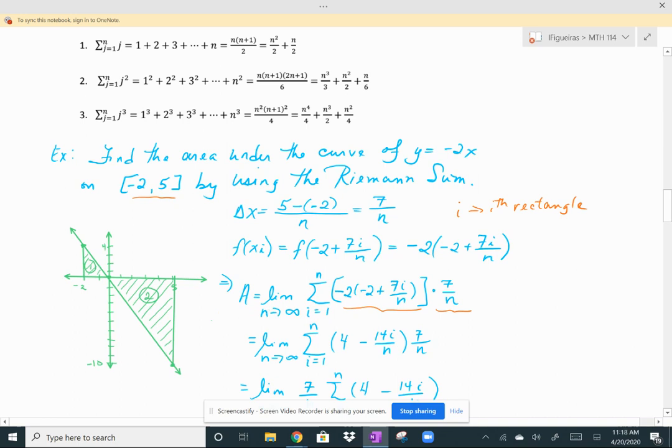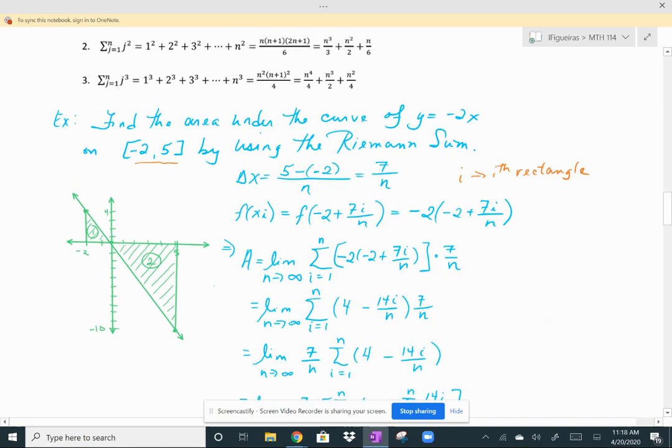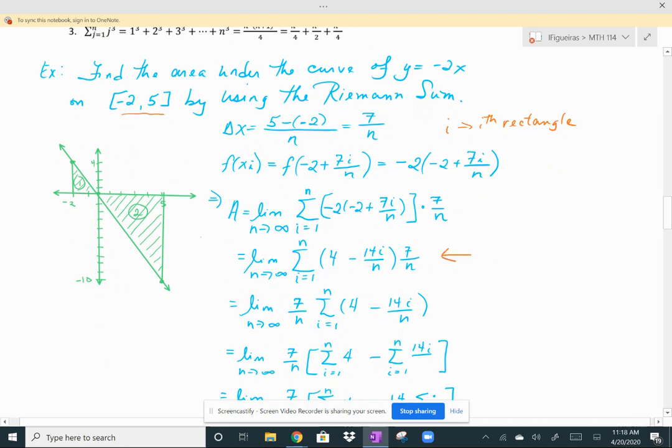We actually did the harder part of the problem, which is just identifying what delta x is and your f of x sub i. So in this line, I just distributed -2 across -2 plus 7i over n to give me the limit as n approaches infinity of the sum as i goes from 1 to n of 4 minus 14i over n, times 7 over n. And then in this line, I actually factored out the 7 over n and put it in front of the summation. Notice the summation as i changes is not going to change the 7 over n. There is no i in that expression.